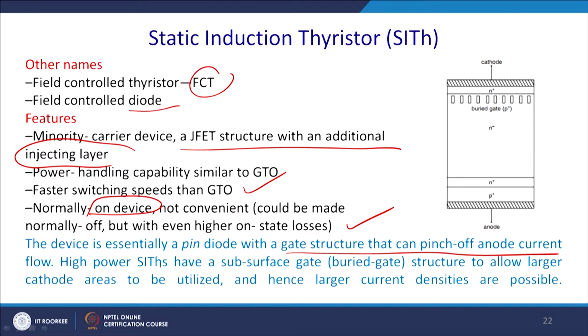Higher power SITs have subsurface gate or buried gate structures and allow larger cathode areas to be utilized. Hence, larger current densities are possible, but still it is not commercially viable and is not quite available in normal ratings and the design required.